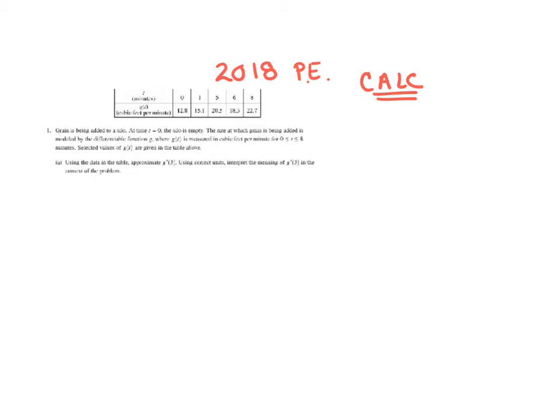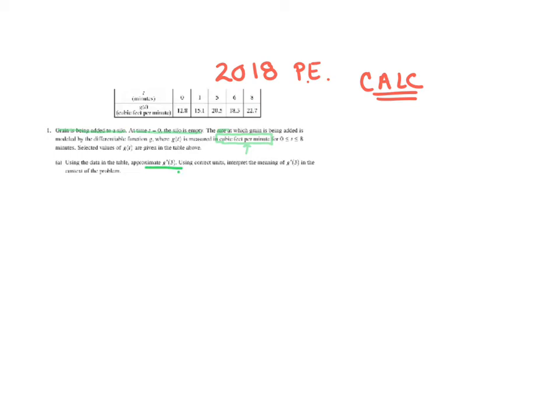So number one, grain is being added to a silo. Right here, I kind of think of it as that in and out problem. I'm adding something already. At t equals 0, the silo is empty. There's that initial condition. The rate at which, so I'm going to catch that word rate, the rate at which grain is being added can be modeled by a differential function g of t, and it's measured in cubic feet per minute. So again, they're just confirming that's a rate with that per there. So use the data in the table to approximate g prime of 3.